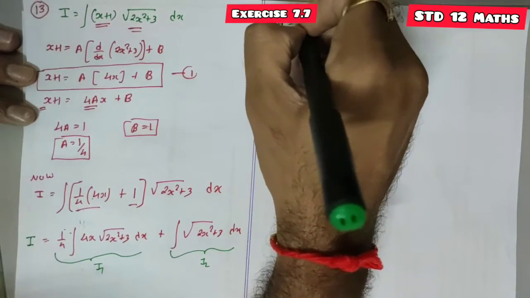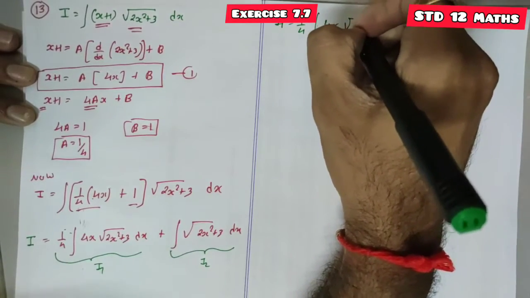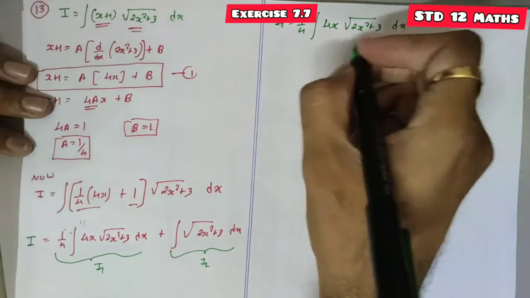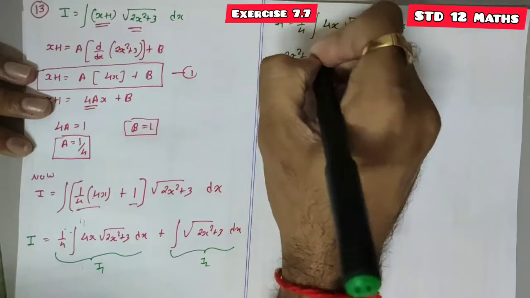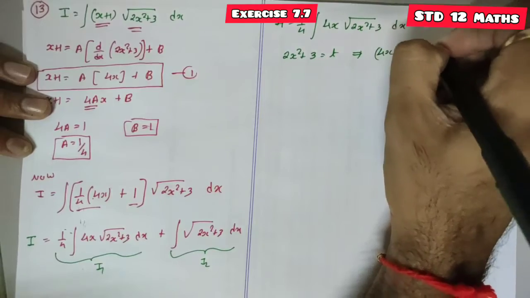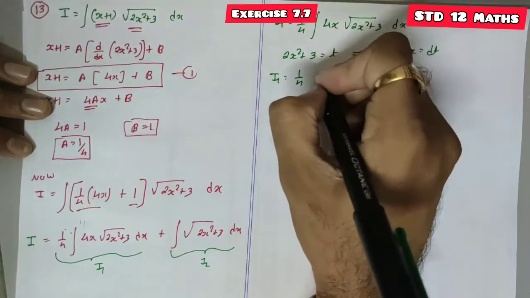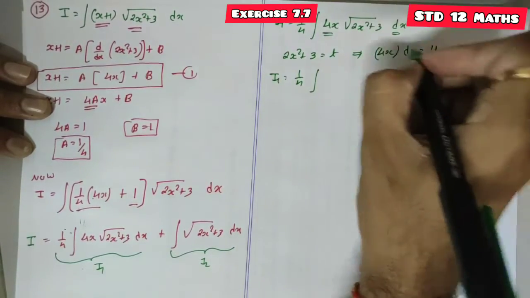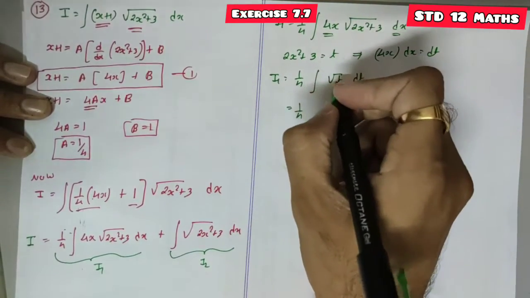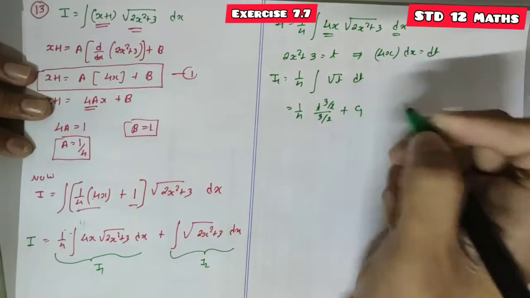So now our I1 is 1 by 4 integration of 4x into square root of 2x square plus 3 dx. Here we can take this 2x square plus 3 equal to t, that is 4x dx equal to dt. So I1 equal to 1 by 4. Now what is 4x dx? 4x dx is dt and this one is root t dt. So it's t raised to 1 by 2. So integration is t raised to 3 by 2 upon 3 by 2 plus c1.